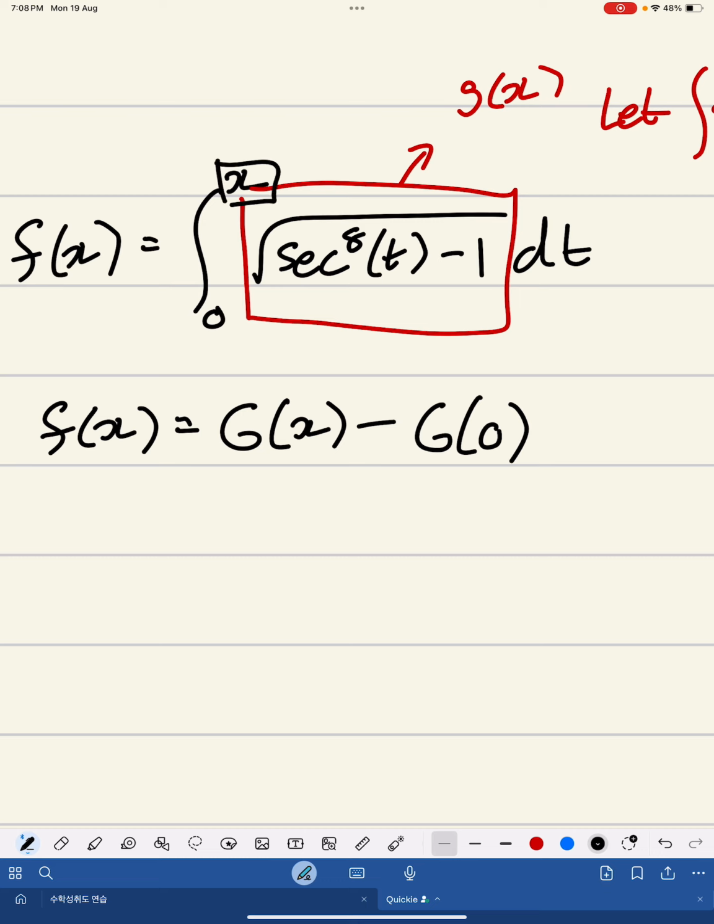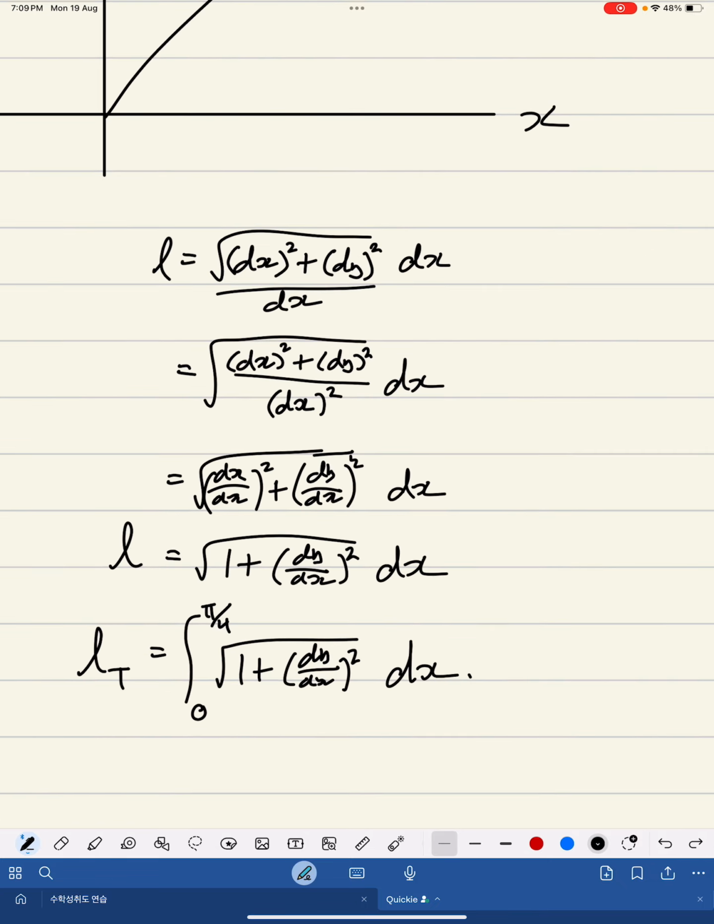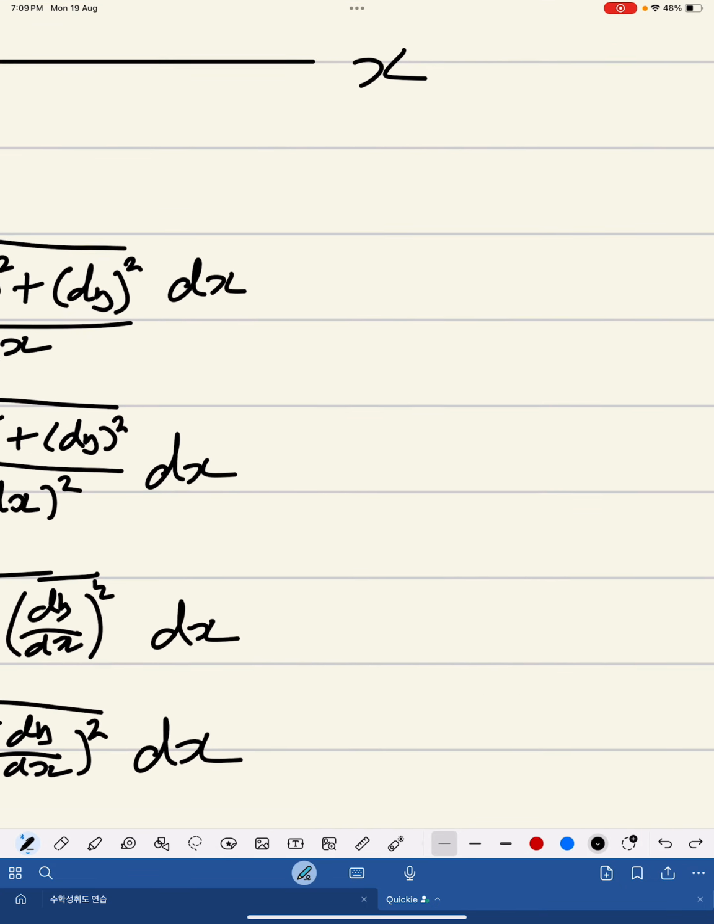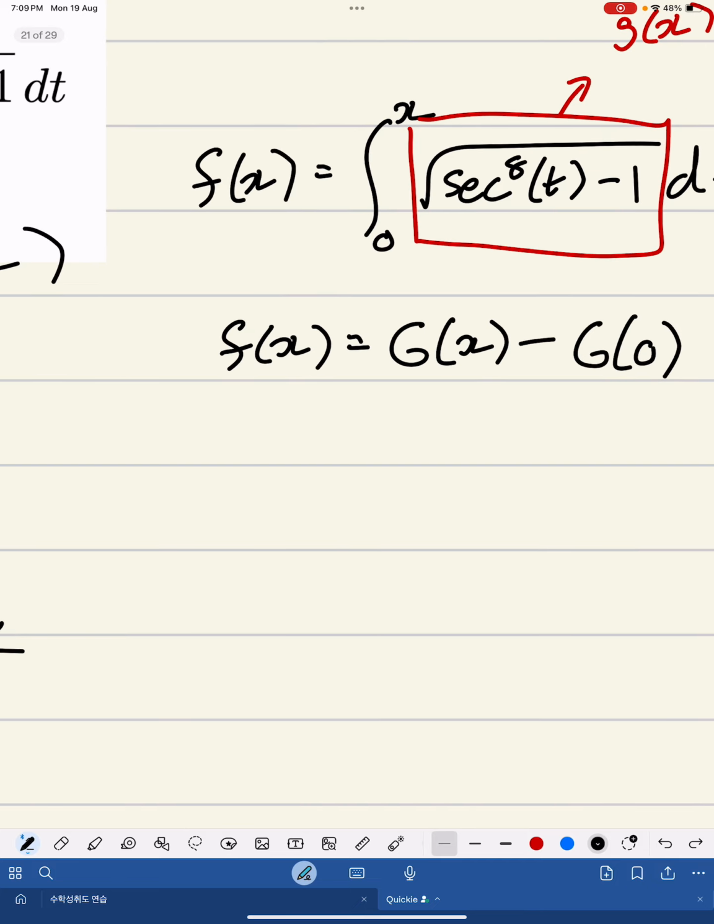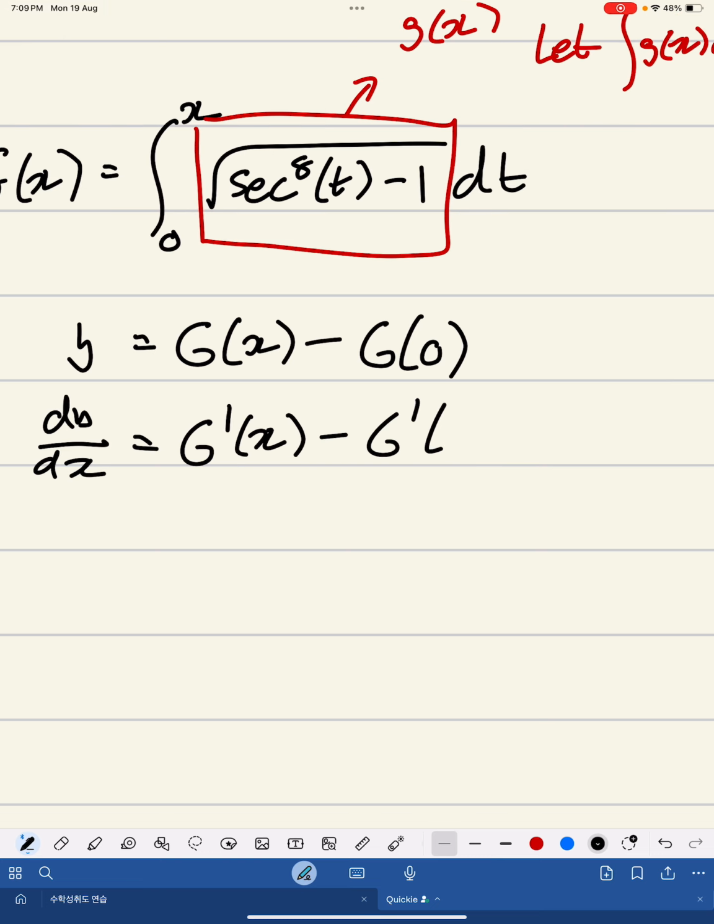Whatever this integral is, you plug in x and you subtract what you get by plugging in 0. So that's f(x). There is a reason why I want to do this, because we want to find dy/dx in our original function. So dy/dx, then, equals big G prime of x minus big G prime of 0.